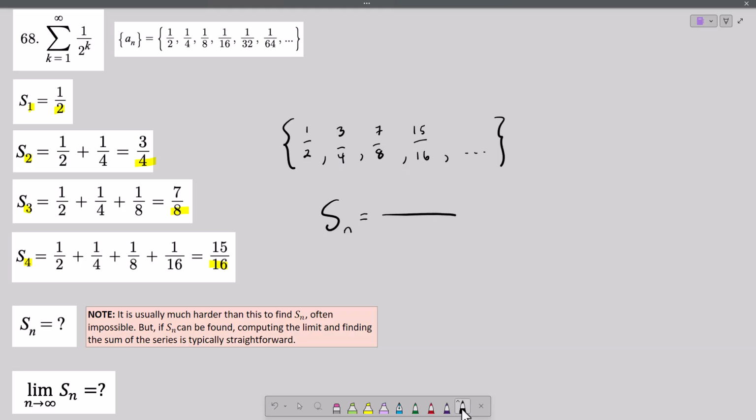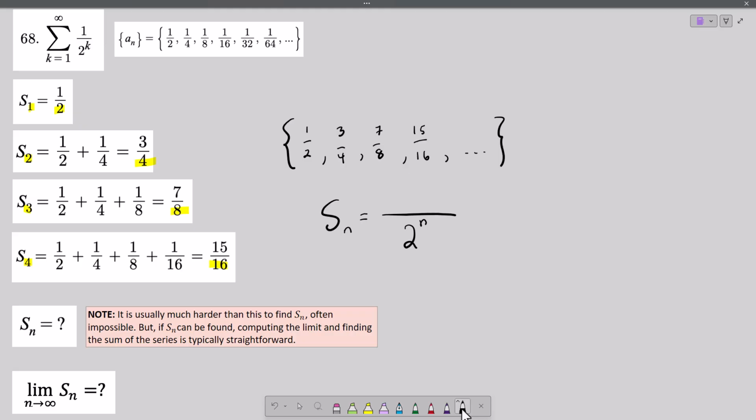Just x2. So it's 2 raised to that index value. This is 2 to the 1, this is 2 to the 2, 2 to the 3, 2 to the 4. Right? 2 to the 4 is 16, 2 to the 3 is 8, 2 to the 2 is 4, 2 to the 1 is 2. So each of the indices corresponds to a power of 2 in that denominator over there. Everyone see that? 2 to the 1, 2 to the 2, 2 to the 3, 2 to the 4. So that is the exponent on 2.